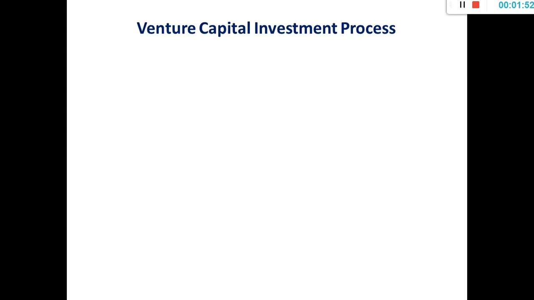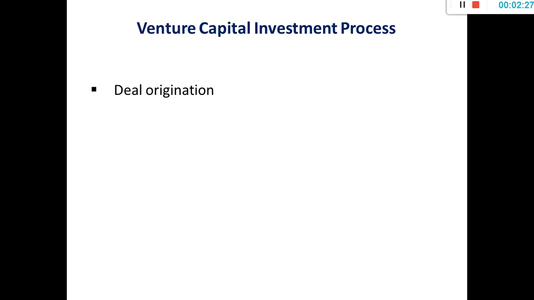Moving ahead, we have the venture capital investment process. In that, the very first stage is deal origination. What exactly does this step deal with? Venture capital financing begins with origination of the deal. Origination is nothing but inception or beginning of the deal. For venture capital businesses, a stream of deals is necessary. There may be various sources of origination of the deals.